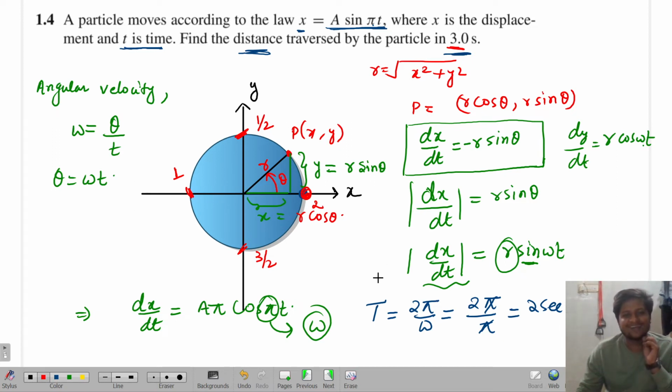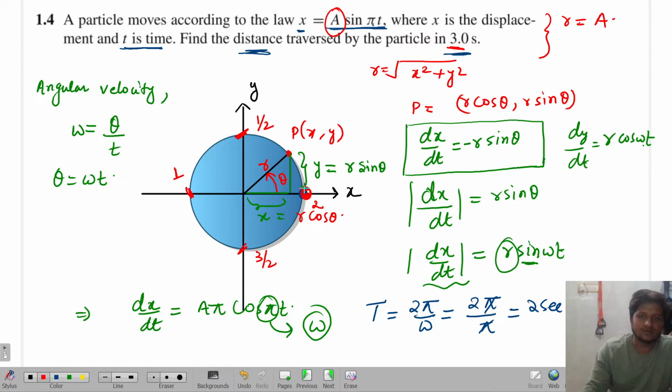2 pi r. What is your r? A pi or not? Tell me yes or no. So try to see this. At t equal to 2 seconds, if I put t equal to 2, then sin pi t becomes sin 2 pi, which is 0, and displacement becomes 0, or not? So that means what? Here the radius is equal to how much? A. Got it or not? So radius is equal to A.